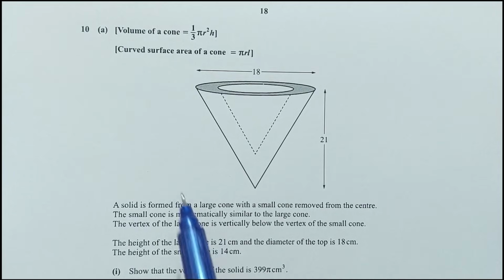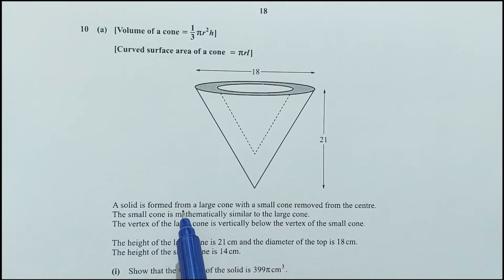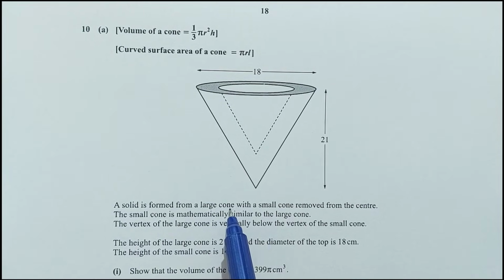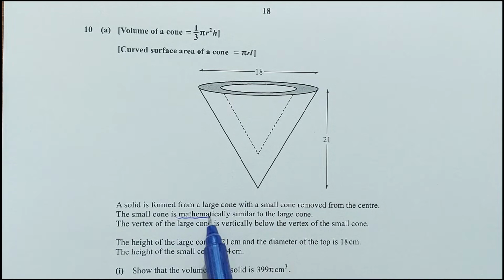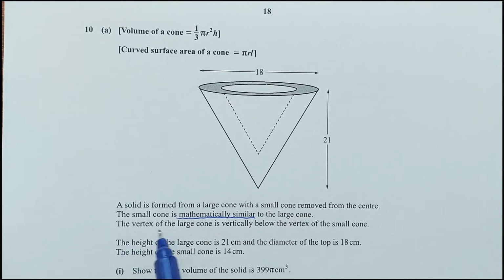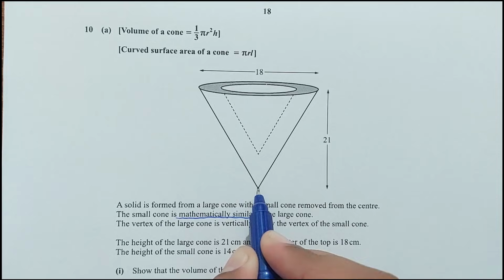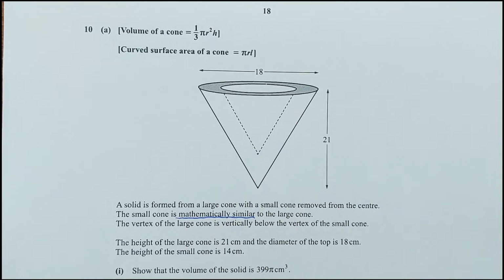Question number 10, part A. A solid is formed from a large cone with a small cone removed from the center. The small cone is mathematically similar to the large cone. Both are mathematically similar, right? The vertex of the large cone is vertically below the vertex of the small cone. This is a vertex and this is the vertex, right?